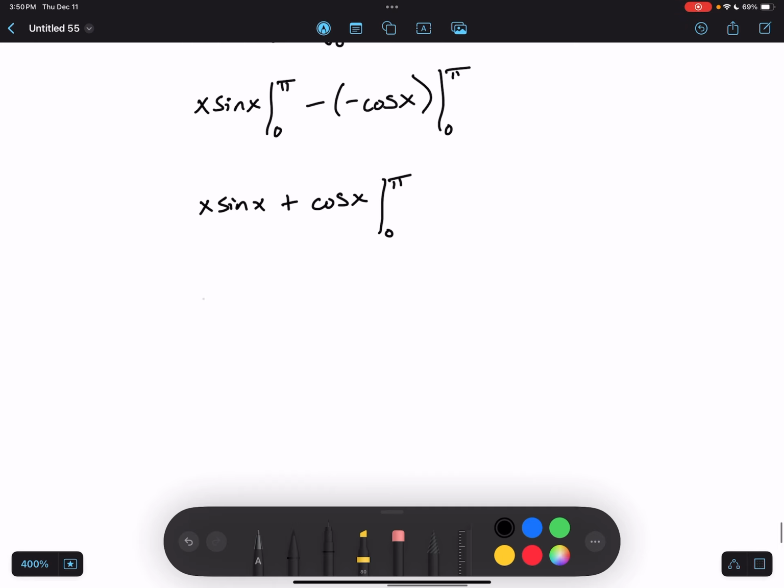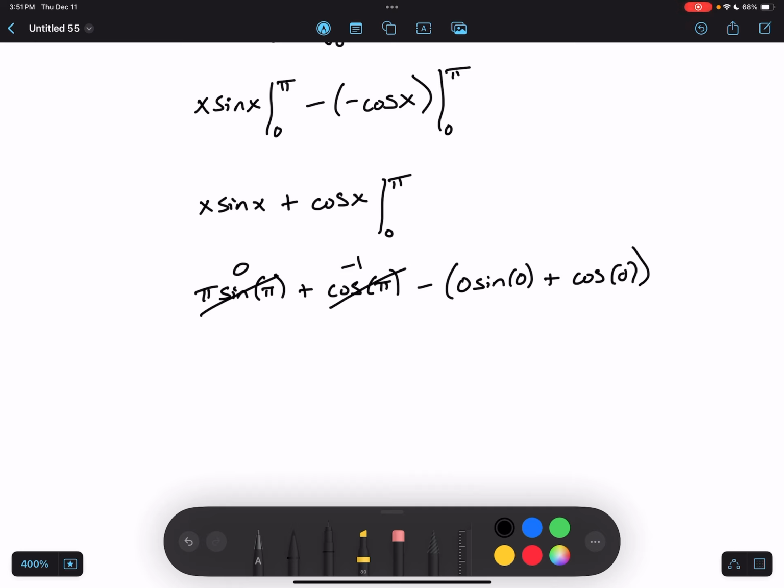So what we'll do is we'll say pi times sine pi plus cosine pi minus, in parentheses, 0 times sine 0 plus cosine of 0. Now, of course, sine at pi on the unit circle is 0. Cosine at pi on the unit circle is negative 1.